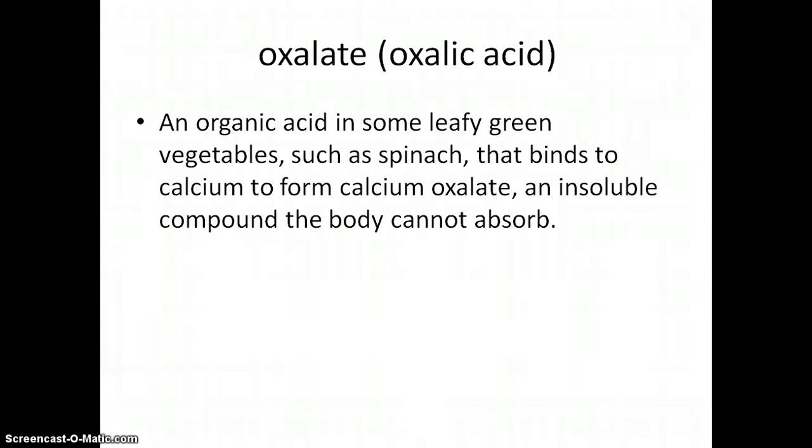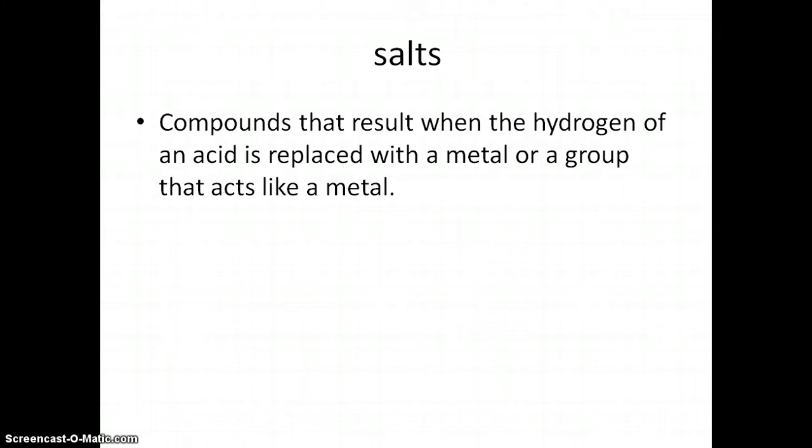Oxalic acid is an organic acid in some of our leafy green vegetables like spinach. It binds to calcium, and that combination then forms calcium oxalate, an insoluble compound that the body cannot absorb. So when you have this binding, the body then eliminates the calcium.